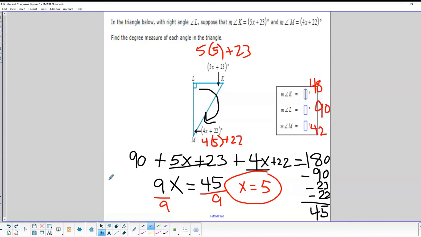And if you check, those three angles add up to 180. And that means we got the right answer.